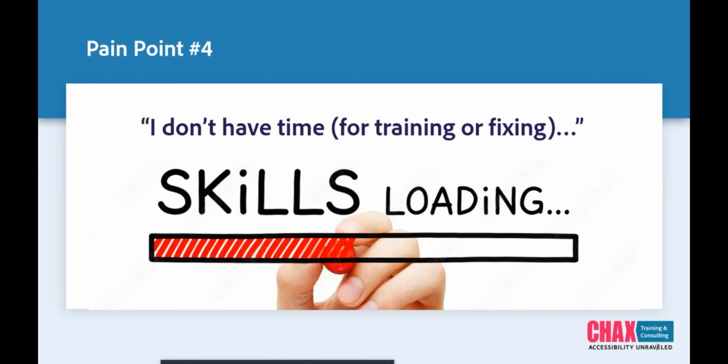So the other pain point we have is I don't have time for training or fixing, right? And listen, I've been a trainer for 30 years. I can't believe I'm that old. But I've been a trainer for 30 years and I've heard this over and over again. We don't have time to learn something new, or we don't have time to be away from production or from our jobs to learn these skills. And we're not talking about days of training. We're talking about an hour, 2 hours can make a significant difference in your workflow and facilitate the creation of an accessible PDF file.